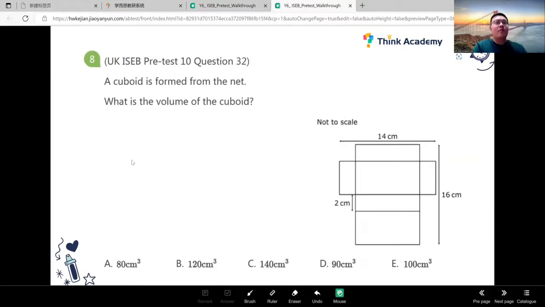So this question will be a little bit complicated, but just fine. A cuboid is formed from the net. What is the volume of the cuboid? So let me draw that cuboid for you.